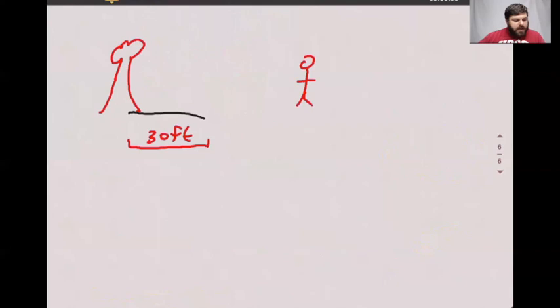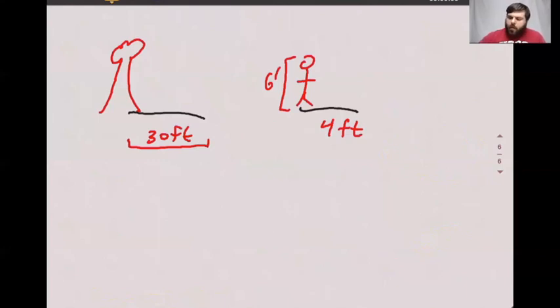All right, so we've got a tree, and the tree casts a 30-foot shadow. Okay, so here's the shadow of the tree. It is a 30-foot shadow, and here is a person, and we know that the person is 6 feet tall, and we know that their shadow is 4 feet long. Okay, question is, how tall is the tree?